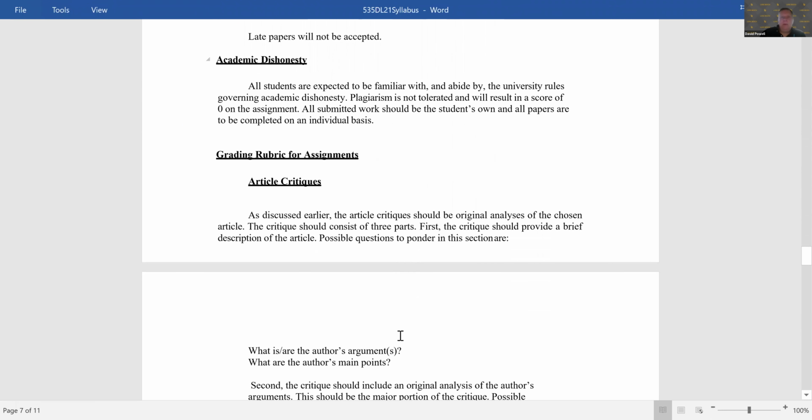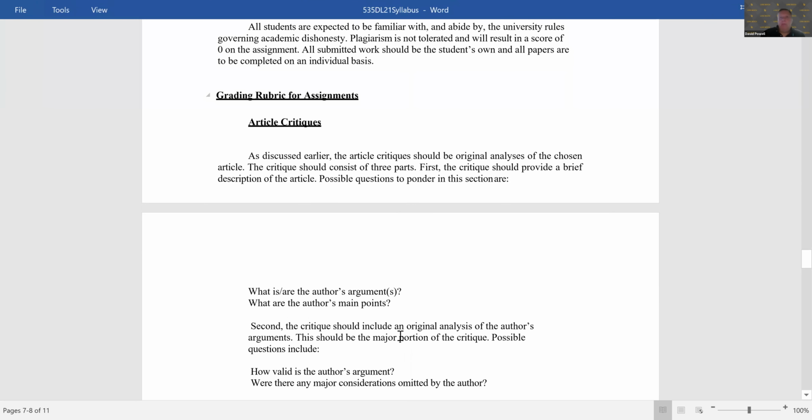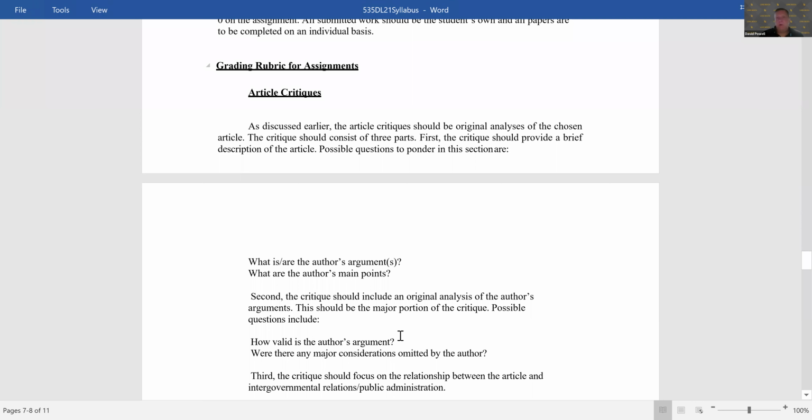Let me talk a little bit more in detail about the assignments themselves and make sure we're all on the same page with the assignments, and then I'll open up for questions, and then we can move on to talking about finishing up the program.